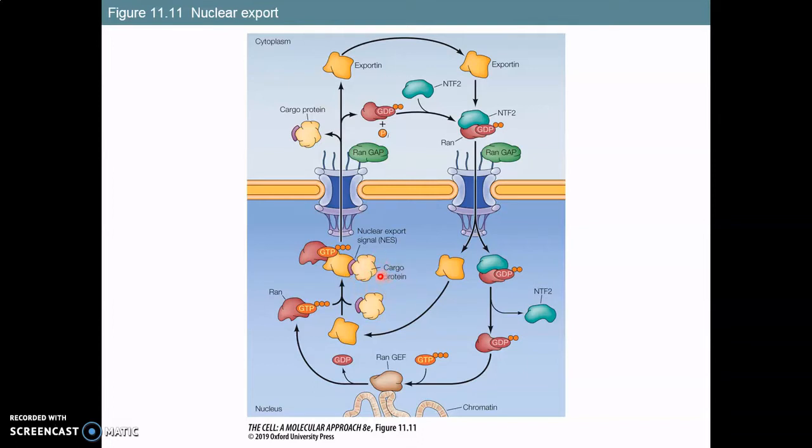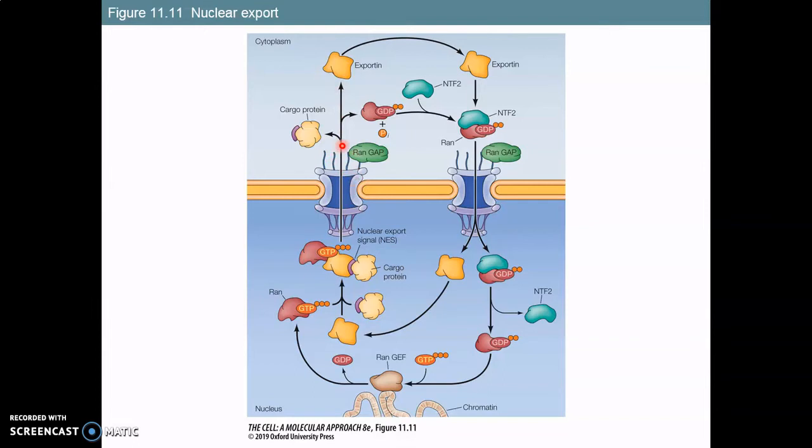So a cargo protein that needs to be transported out will have this sequence, this export signal, which again is just a string of amino acids that are acting as a particular binding site for this exportin molecule. And in this case, the exportin molecule kind of acts as an adapter between RAN and the cargo protein. So the complex of all three, when bound to GTP, can be exported out as well.